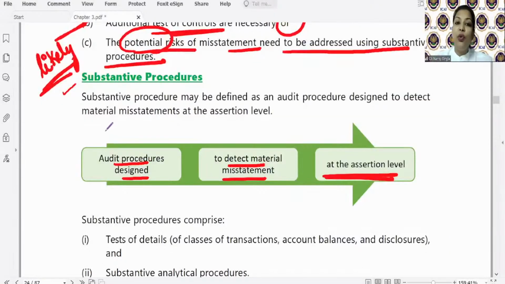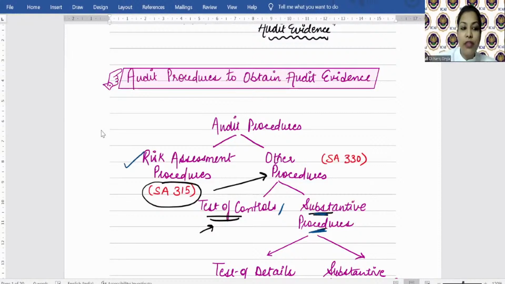Now, what are substantive procedures? So, as I've told you that test of controls or risk assessment procedure or substantive procedures, these are all what? Audit procedures only. The nomenclature will be different. It will change with respect to the context in which such audit procedures are performed, right? So here the audit procedures were performed to identify and assess the risk of material misstatement in terms of SA 315. Here the audit procedures were performed to test the operating effectiveness of internal control in preventing or detecting and correcting material misstatement at the assertion level, right?